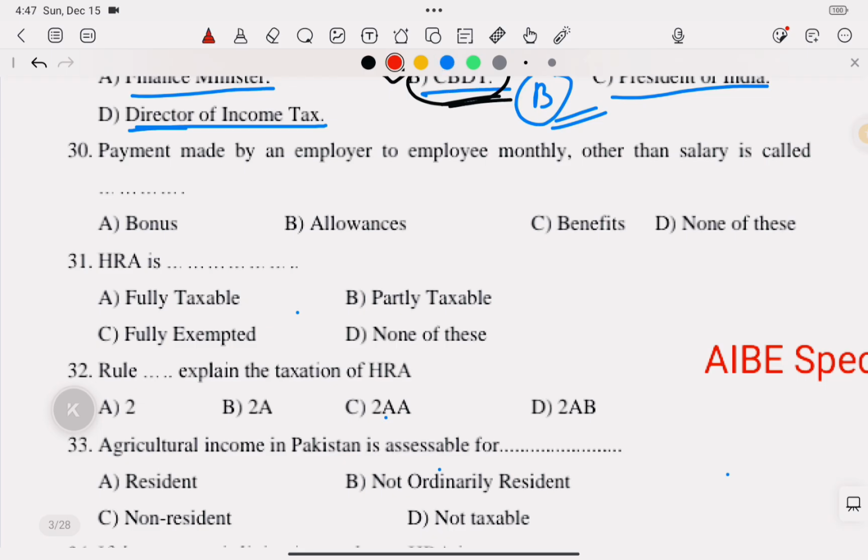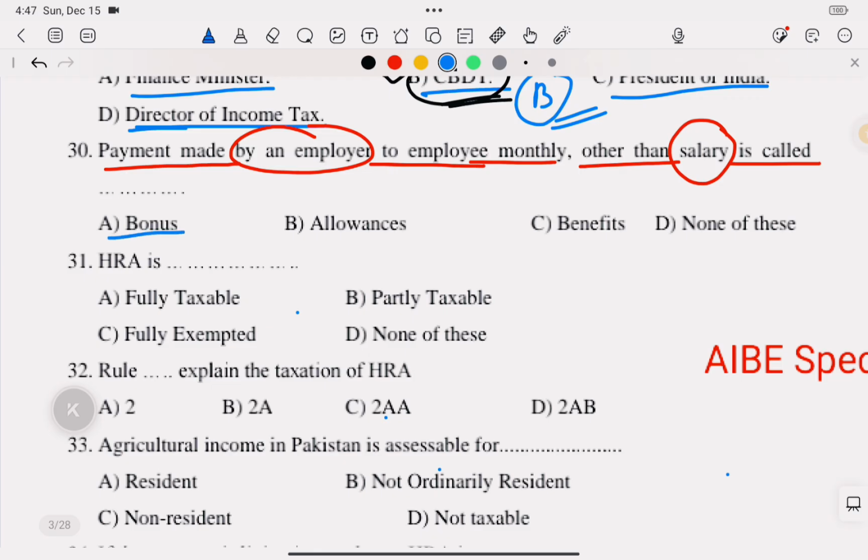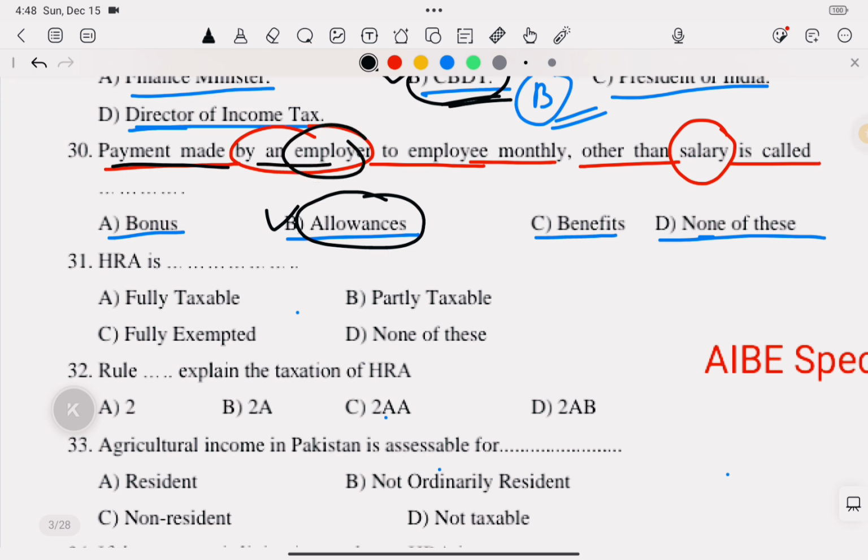So the next question is, payment made by an employer to employee monthly other than salary is called. Let's see the options. Options are A, bonus, B, allowance, C, benefits, and option D, none of the above. So in this case the correct option would be option B, that means allowance. That means payment made by an employer to employee monthly other than the salary is called allowance.